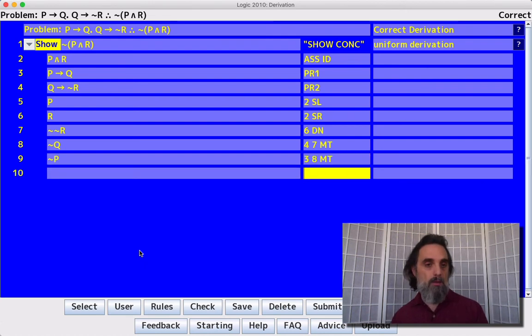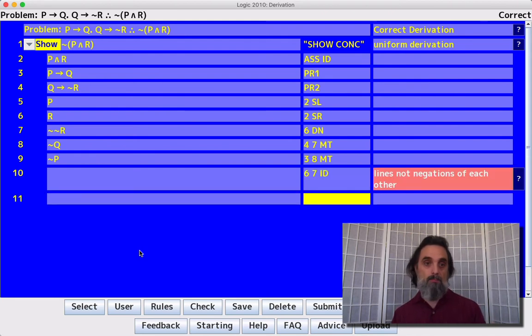I get not P, so I can do ID, right? I can do ID with line 6 and 7, right? Because they contradict each other. No, they don't. Line 6 and 7 is R and negation negation R, so it's not line 6 and 7 that are the contradiction, but rather 5 and 9, P and negation P.